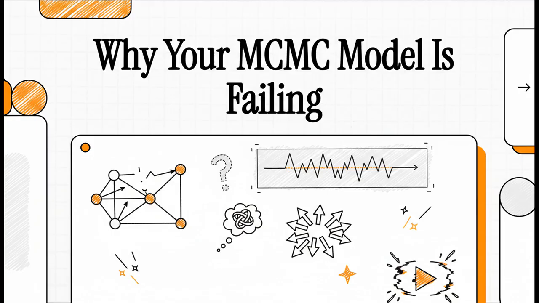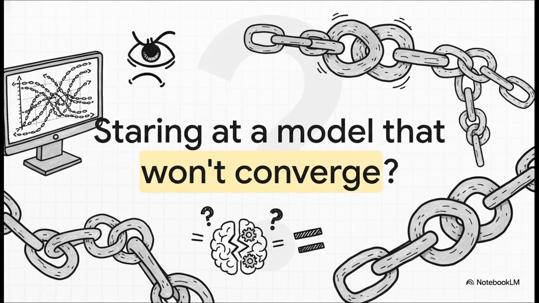Yeah, this screen. We've all been there, right? You're staring at it, you're waiting for your sampler to do its thing, but the chains just won't converge. It is one of the most frustrating things in statistical modeling. But here's the thing, it's probably not your fault. You've actually just run into a fundamental problem with math itself.